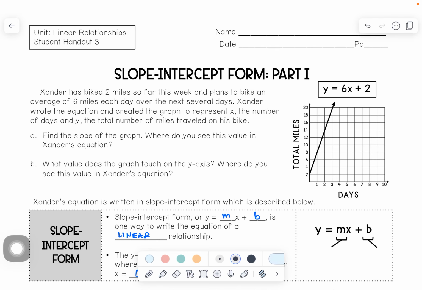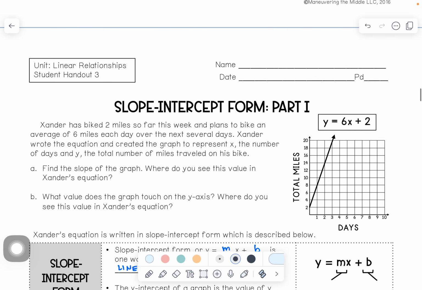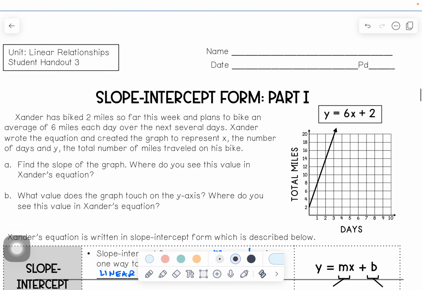All right, so here we are with lesson 3 in unit 4. Warm-up problem here about Xander. He's biked 2 miles so far this week and then plans to bike an average of 6 miles a day over the next several days.